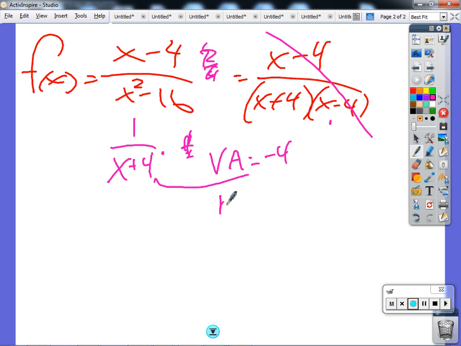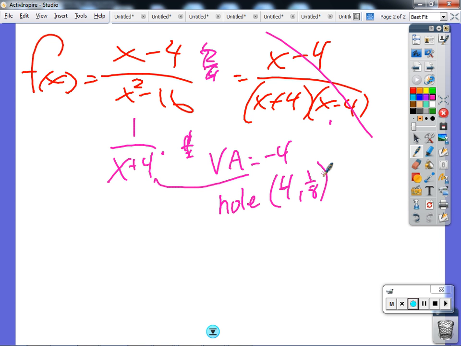But you have a hole at something. What do you guys think that something is? You plug it into the bottom equation, the one that's simplified. 1/8. So if I put 4 in there, 4 plus 4 is 8. 1/8. So, when I graph this, I have to put a hole at 4, 1/8.